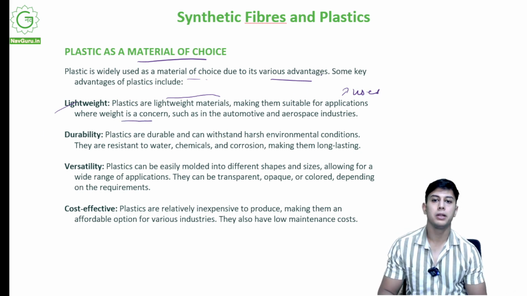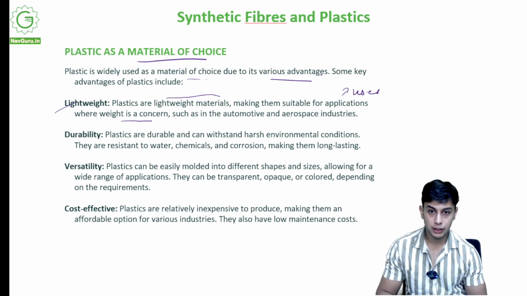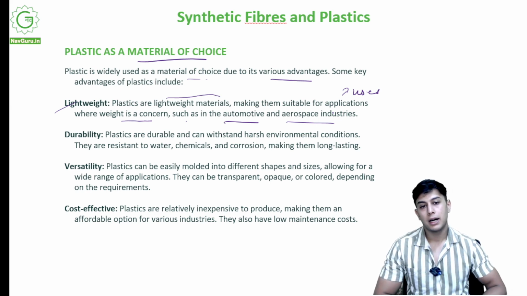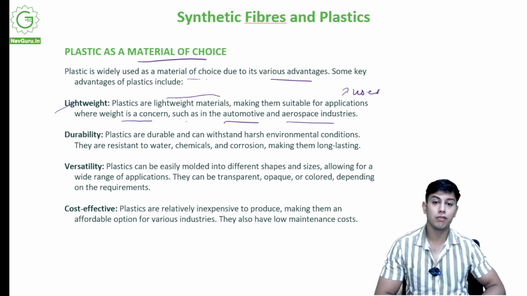So for example, I have to take around 4 liters of water every day. If I take a steel bottle, steel is a heavy bottle, but if I take a plastic bottle, then that plastic bottle will be lightweight and I can easily carry that 4 liters. These can also be used in automotive and aerospace industries. Some parts of your car, some parts of your aeroplanes will be made of plastics. Why? Because they are light. So less fuel is used and you can go more distance.